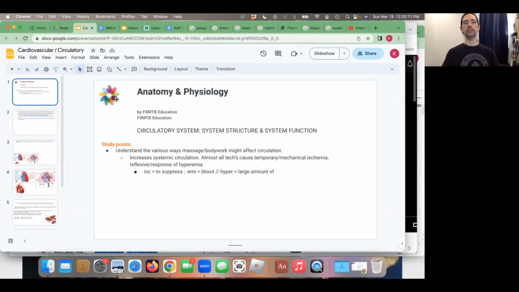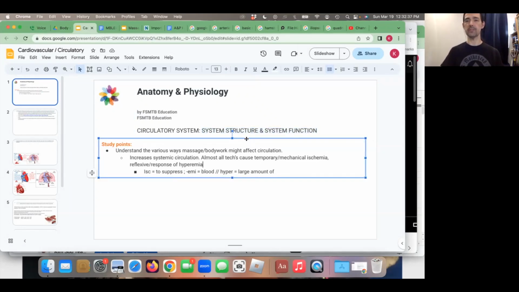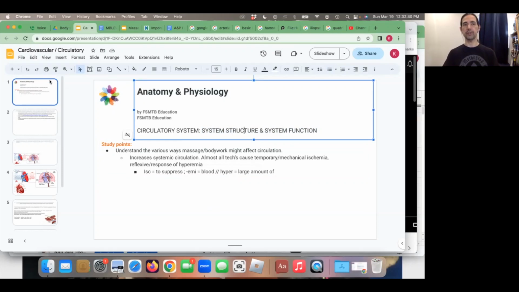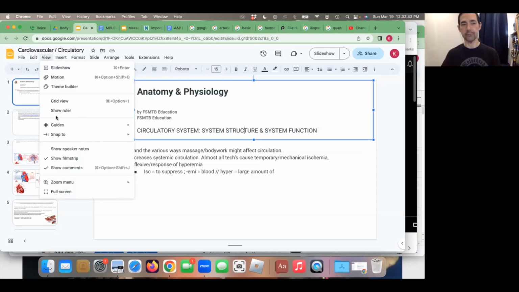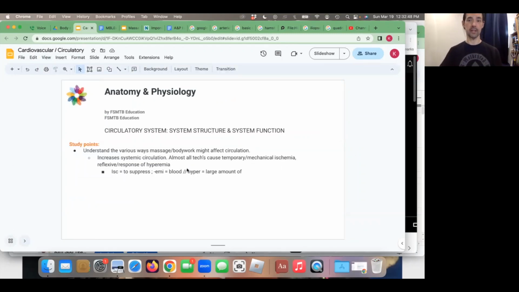Okay, so when you see this symbol on my slides, it means that the study points are from the FSMTB. That's just to reassure you that this is from the source that administers the exam. This is under the anatomy and physiology section of the exam by the FSMTB, and it's the circulatory system we're dealing with today. When you see descriptions like system structure and system function, it's important, because the structure refers to anatomy and the function refers to the physiology. So you know right away what you're going to have to learn today or be responsible for.